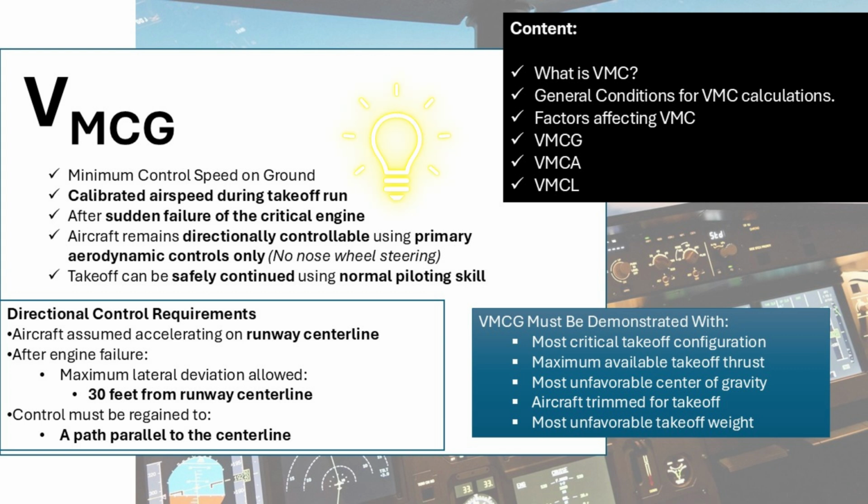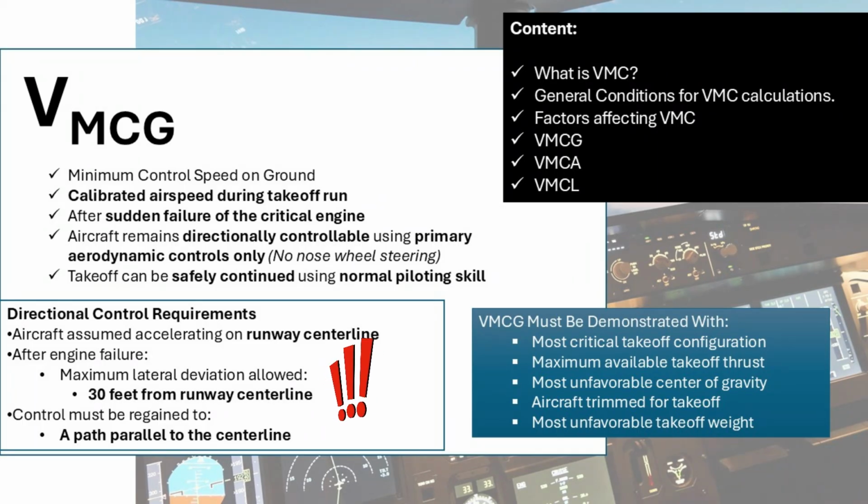It is the calibrated airspeed during the takeoff run, at which, following the sudden failure of the critical engine, the aircraft can be kept under control using only the primary aerodynamic controls. Nose wheel steering is not used, and control must be sufficient to safely continue the takeoff using normal piloting skill. During the determination of VMCG, the aircraft is assumed to be accelerating along the runway centerline with all engines operating.